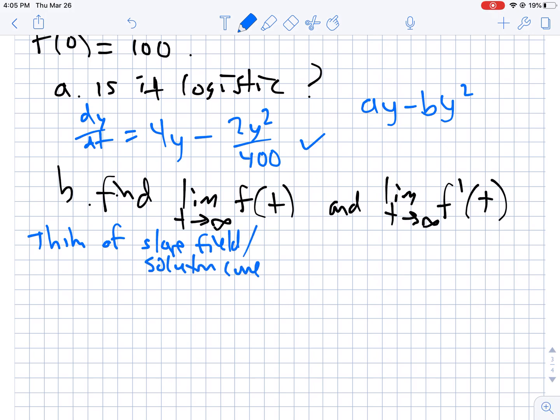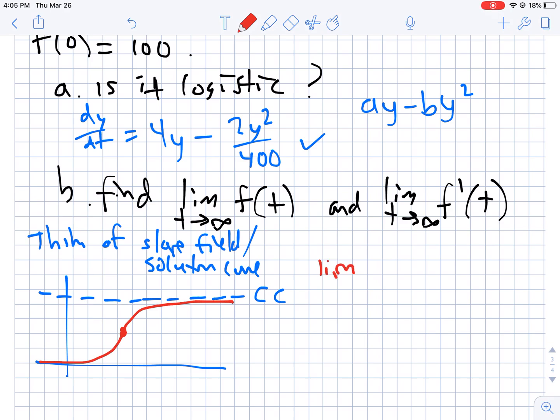What it's going to look like, and this is true for every single logistic DE, is they all have the exact same shape of solution curve. You have some carrying capacity. Then you have this concave up part, and then it reaches the inflection point at half the carrying capacity, and then it starts to flatten out. So if you take that limit as t goes to infinity, no matter where you start, f of t is going to equal the carrying capacity.